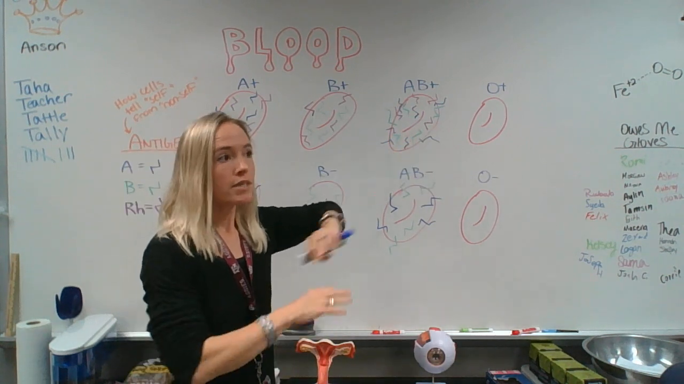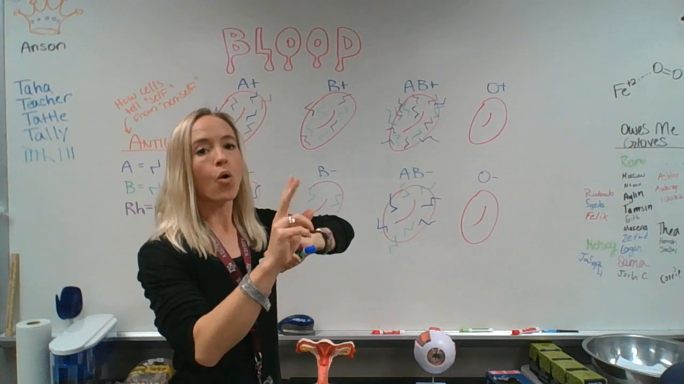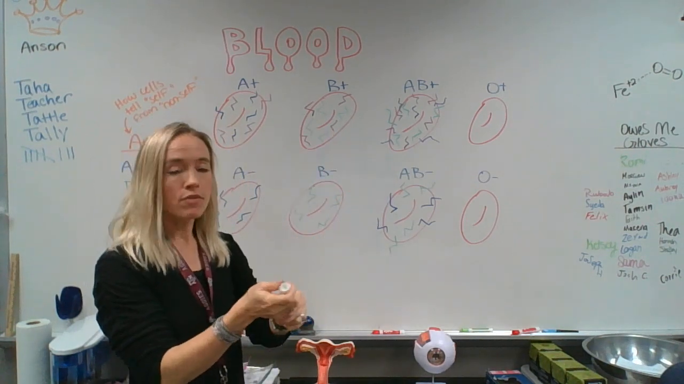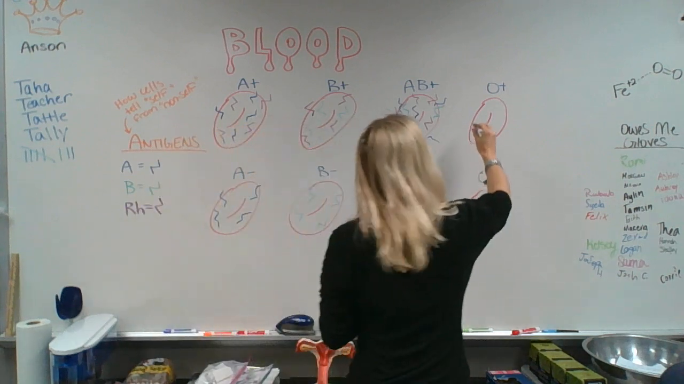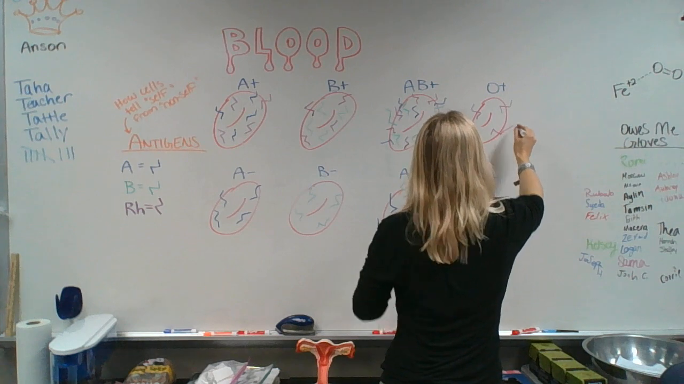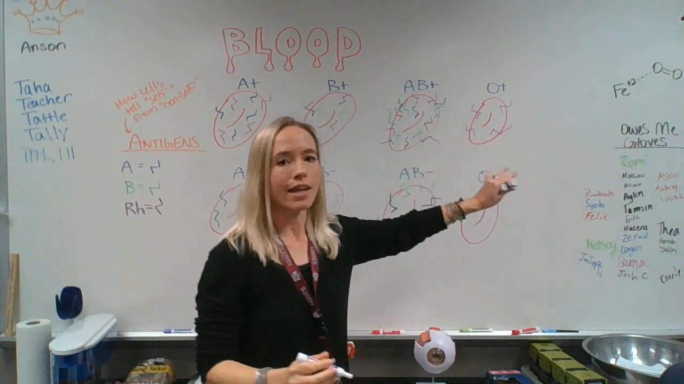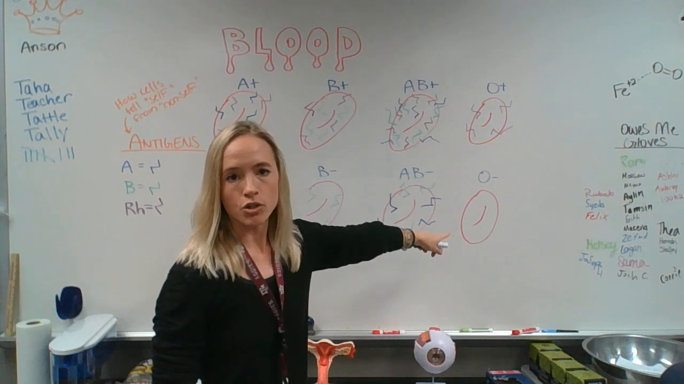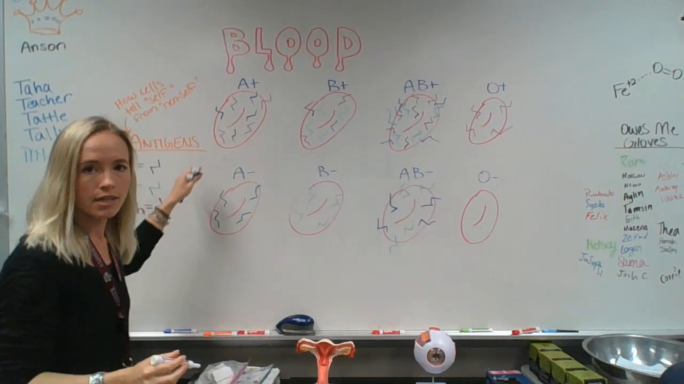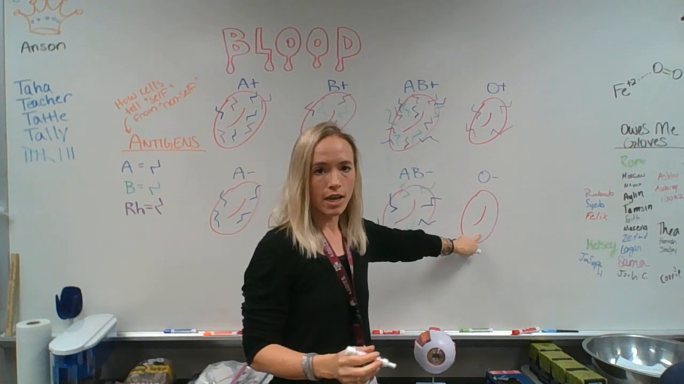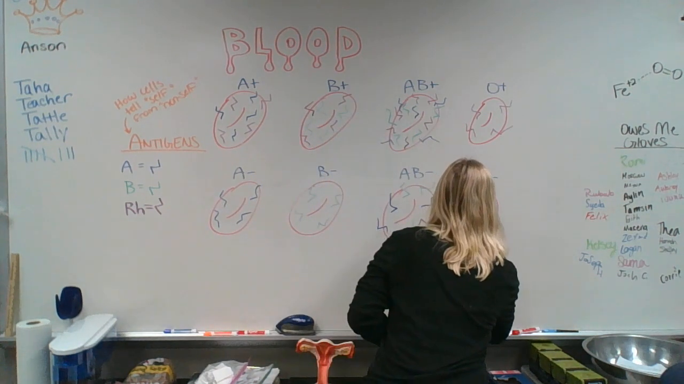Blood type O does not have the A antigen or the B antigen. If it's positive, it does have the RH, but that's it. O negative doesn't have any antigen at all. So this one is not going to trigger any immune response in anything. This is called the universal donor. O negative is a universal donor.